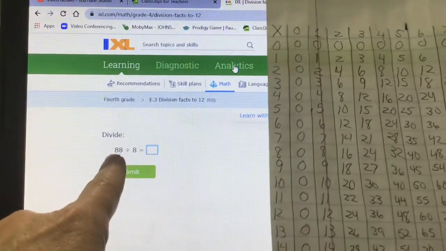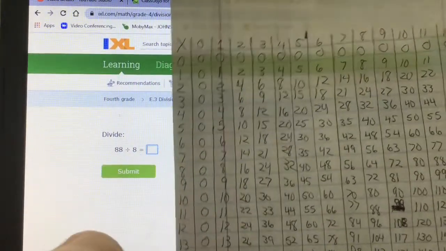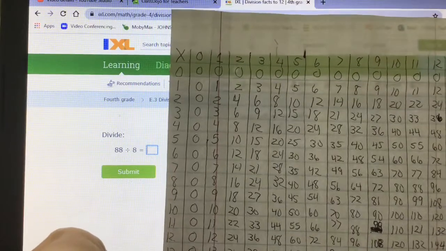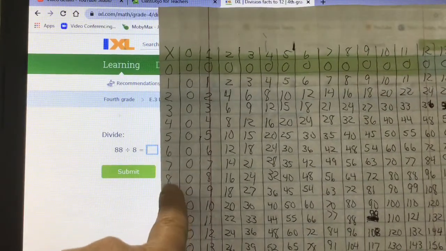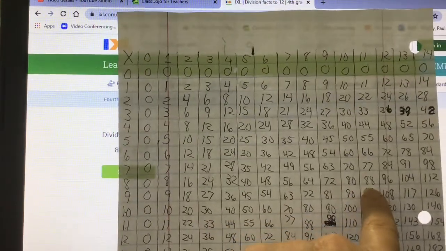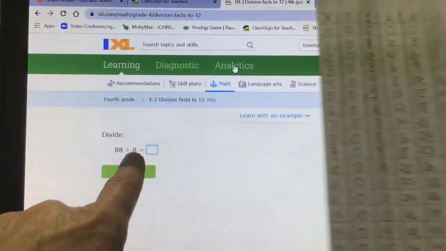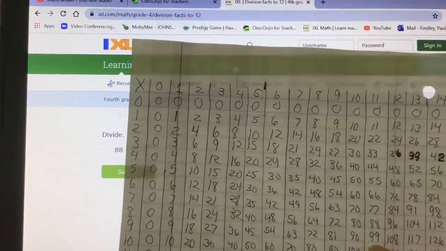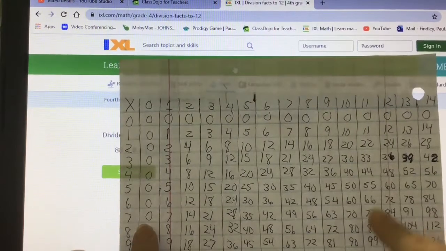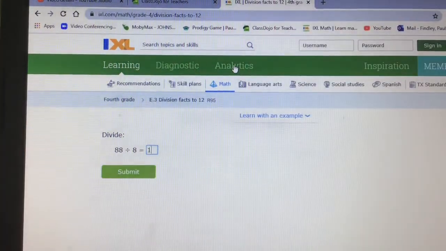Okay, so this first problem says 88 divided by 8 equals blank. Well, looking on your multiplication chart, you need to find row 8, and then you go across until you get to 88, and then you look up, and there's your answer. So 88 divided by 8, there's that 88, it's 11. So you're going to type in 11.